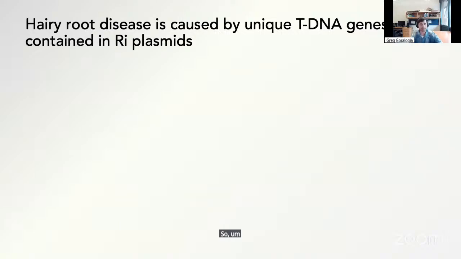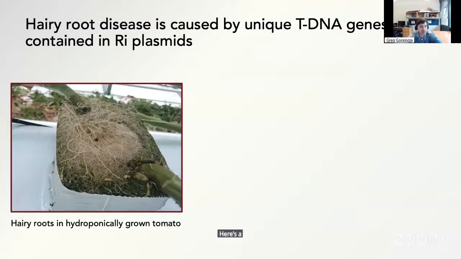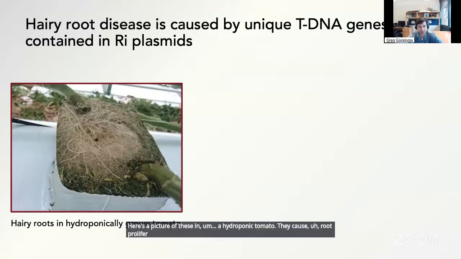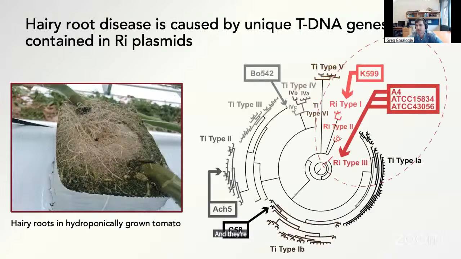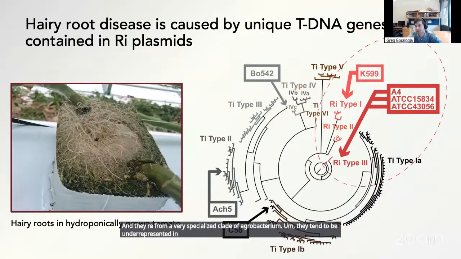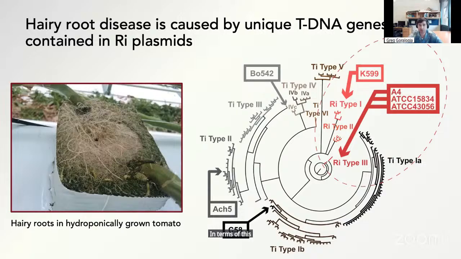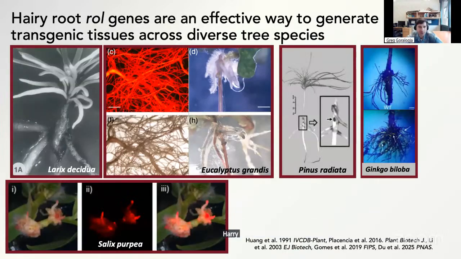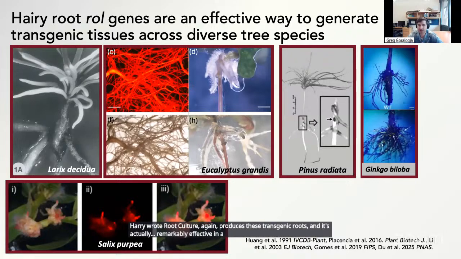One of the most important sets of genes from Agrobacterium is the ones that cause hairy root disease. Here's a picture of these in a hydroponic tomato. They cause root proliferation, and they're from a very specialized clade of Agrobacterium. They tend to be underrepresented in wild strain collections, but a lot of them have been used for almost 30 years in this culture technique, which relies on roots rather than callus and shoots.